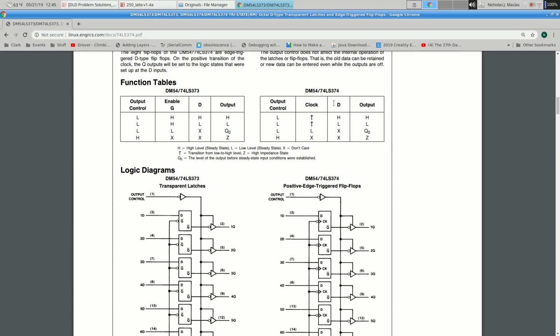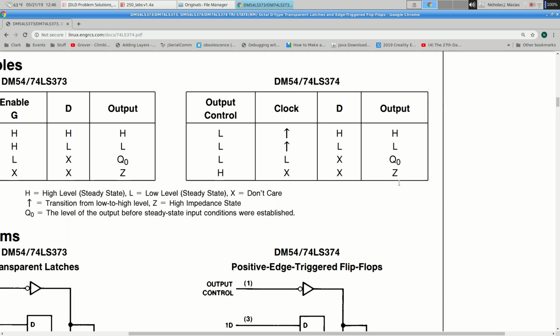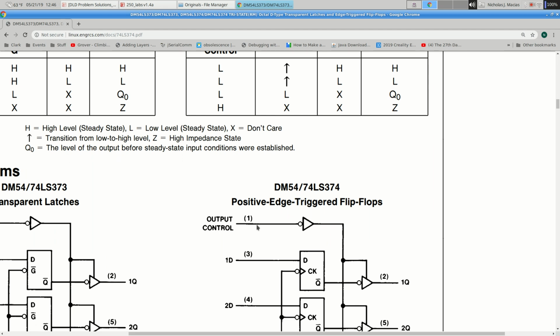So the 374: if output control is high, then the output has a value that's called Z. Z is a new output value. We have 1s, 0s, don't cares, previous values. Z is what's called a high impedance output. Electrically, it's like disconnecting the output from anything. It's not a 1, it's not a 0, it's disconnected, it's floating. So we don't want that. We want 1s or 0s. So we always want this output control to be pulled low. So down here, pin 1, connect that to ground. Otherwise, nothing happens.